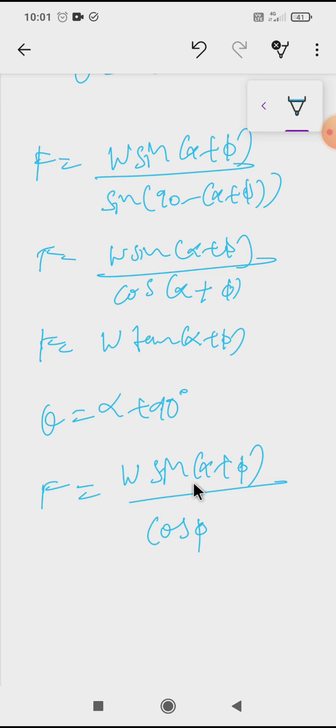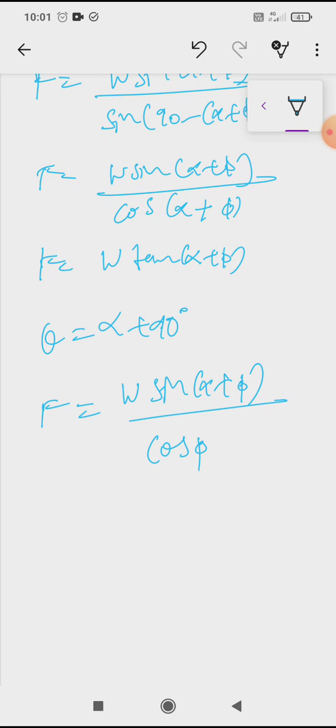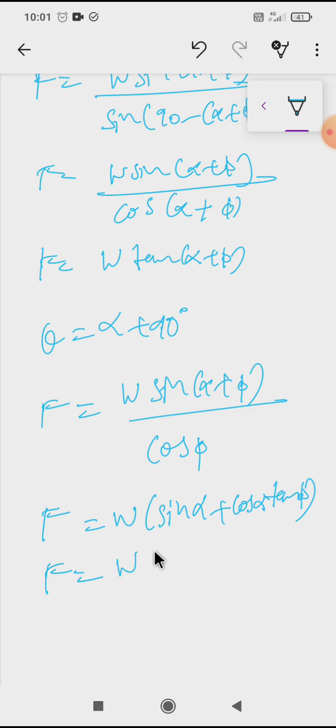If I open this bracket, sine alpha plus phi is equal to sine alpha cos phi plus cos alpha sine phi, so we will get F equal to W times that over cos phi. So cos phi gets cancelled, and here we are left with sine alpha plus cos alpha and sine phi upon cos phi. Sine upon cos will be tan phi here. So the friction force F will be W sine alpha plus mu cos alpha. So this is the equation for moving up the plane.